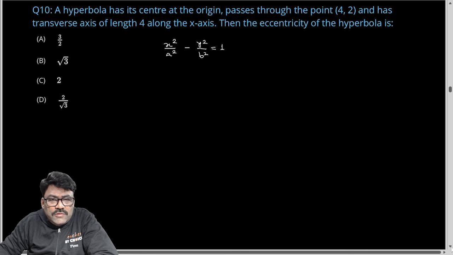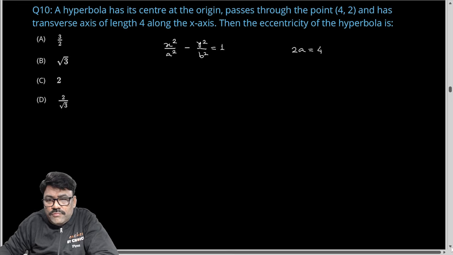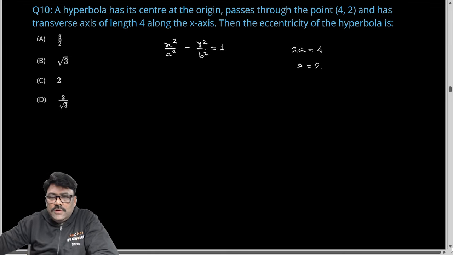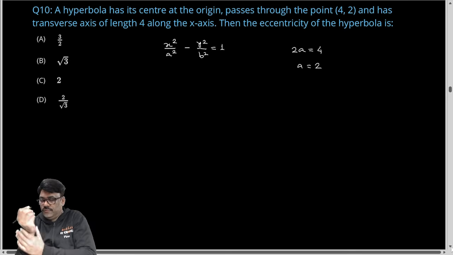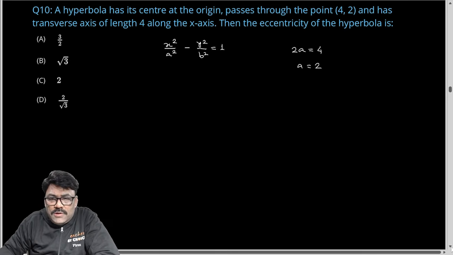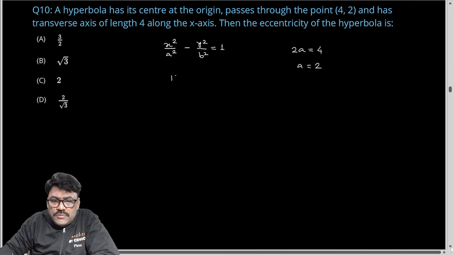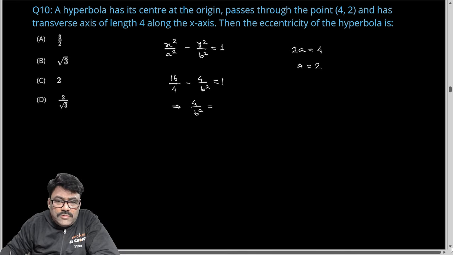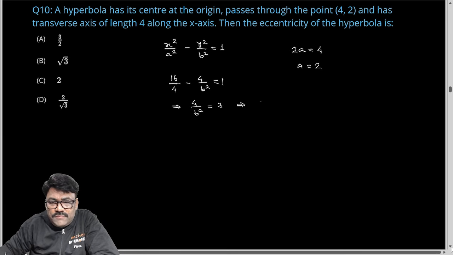And they have given that the length of transverse axis is 4. The length of transverse axis will be 2a, which is 4. So hence a is 2. If you put a is equal to 2 here, and one more thing, your hyperbola is passing through the point 4 comma 2. So 4 comma 2 must satisfy it. So if I put x is equal to 4, y is equal to 2, so it is 16 by a square is 4, y is 2, so 4 by b square, it is 1. So from here you are getting 4 by b square is equal to 3. So hence b square is 4 by 3.